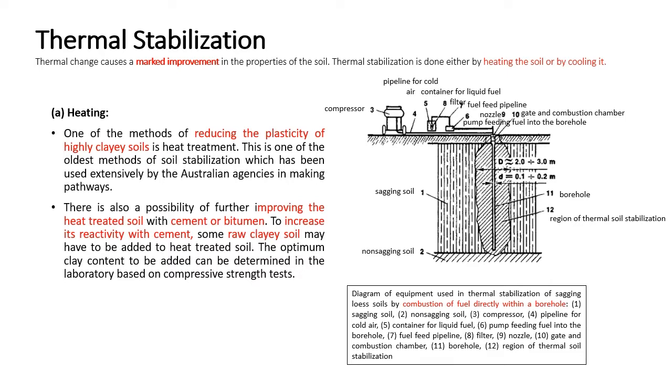For the heat treatment of soil in situ, a travelling furnace capable of handling a large amount of soil at temperatures over 50 degrees Celsius is employed. The heat treatment of pulverized black cotton soil to reduce its plasticity in the laboratory was studied in India.